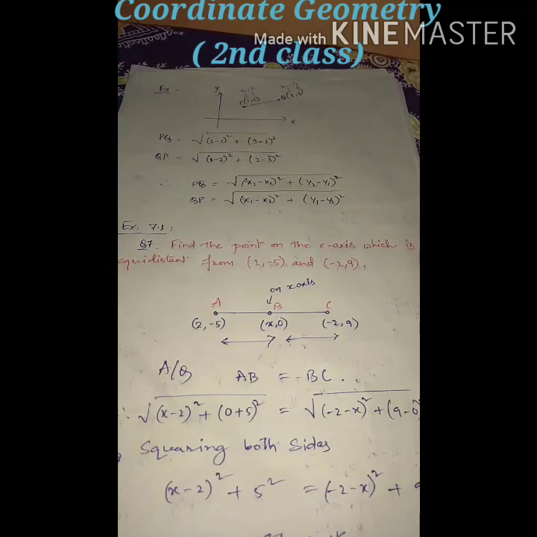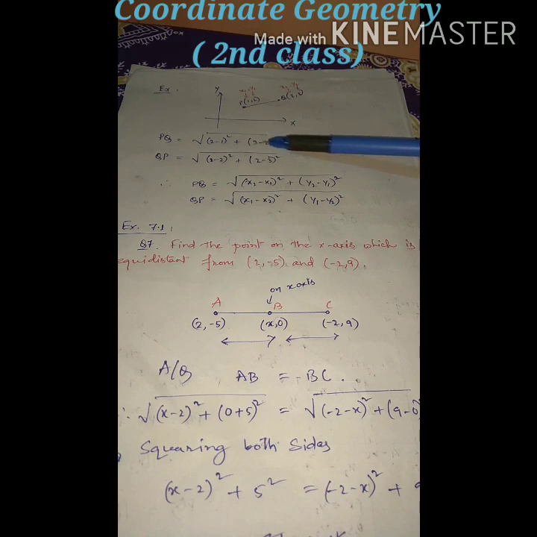Good evening, students. As we complete the first part of the distance formula, here again we take the same example. Let's see PQ, where P is the point (1, 2) and Q is the point (2, 3). With the help of the distance formula we find the result: (2 minus 1) whole square. Already we have done this.